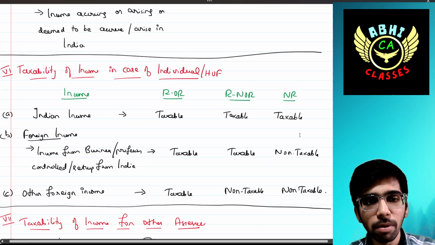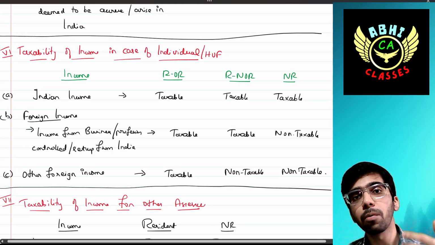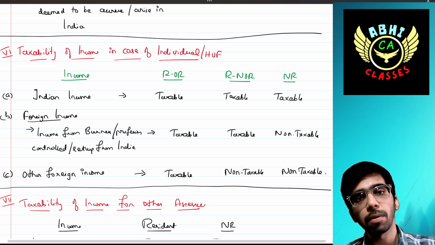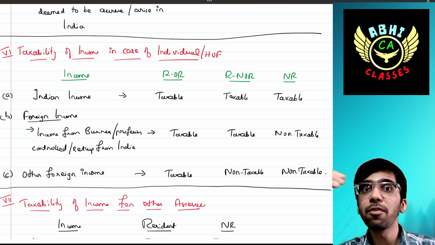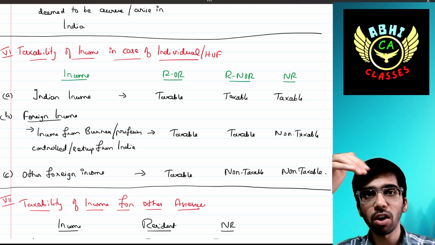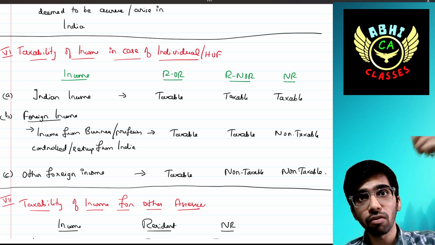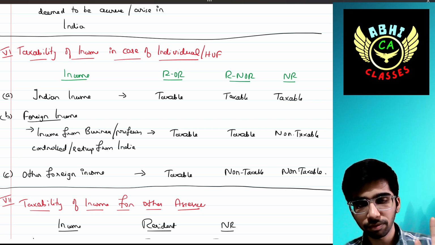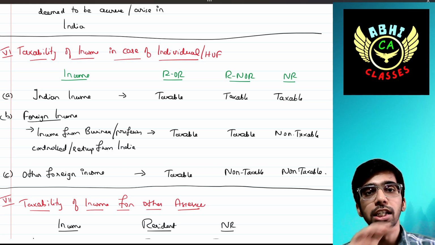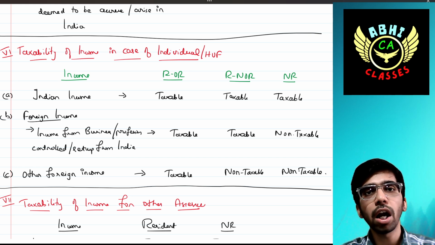Okay. Then taxability of income in case of individual or HUF. How to compute whether it is taxable or non-taxable, we'll see. If it is Indian income, if that person is R and OR, remember R and OR, resident and ordinary resident, then that is taxable. R and NOR are also taxable, NR also taxable. Why is NR also taxable? We have seen in the first introductory part. For NR, Indian income is taxable, right? It is called Indian income. It is taxable for all three categories of people: R and OR, R and NOR, and NR.